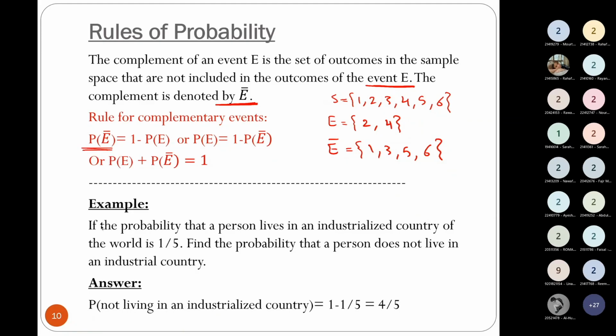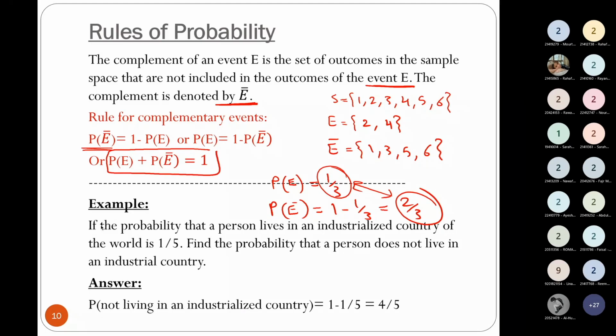Now the probability of the complement of the event equals what? 1 minus the probability of E. So if we have the probability of E, we can find the probability of the complement. For example, if P(E) equals 1 over 3, P(E bar) must equal 1 minus 1 over 3, that equals 2 over 3. The probability of E plus the probability of E complement must equal 1. Okay, this is very important.